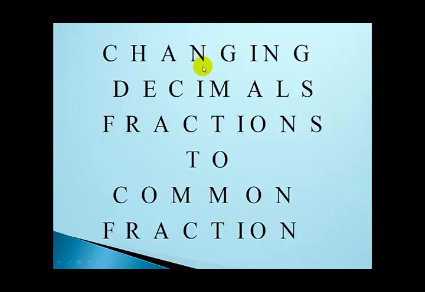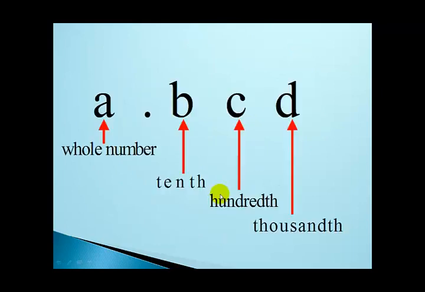Now we have changing decimal fractions to common fractions. We are going to look at how we can change a decimal fraction to a common fraction. Now take note of this. Assuming you are given this decimal fraction, A.BCD. A is the digit before the decimal point. B is the first digit after the decimal point. C is the second digit after the decimal point. And D is the third digit after the decimal point.